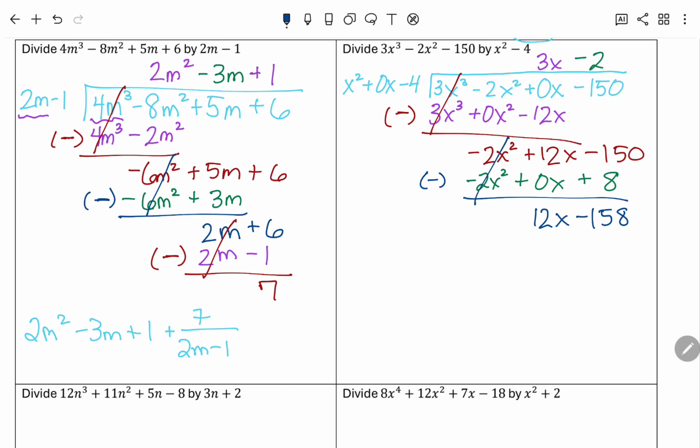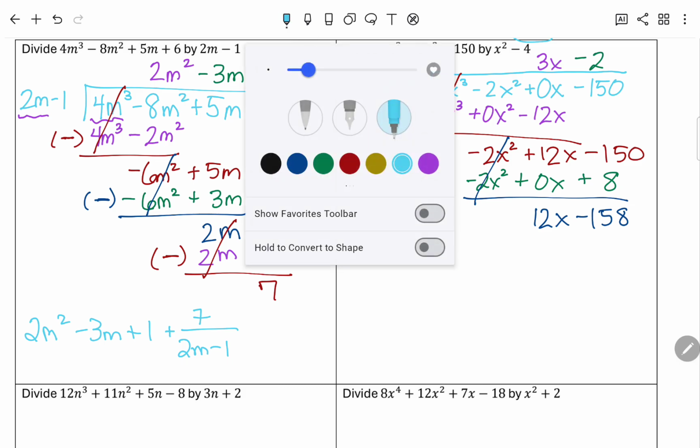All right, now remember what I said. The degree here is less than the degree here. So I know I'm done. I cannot go any further. Because what you would be asking yourself is x squared times what gives you 12x? That doesn't make sense, right? I'm out of columns. I've already filled in my constant column. I can't keep going. So I know I'm done with the problem here.